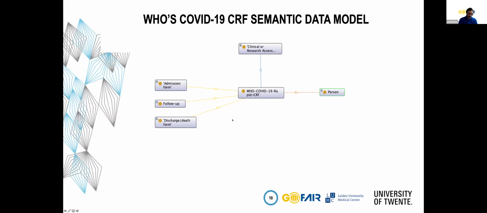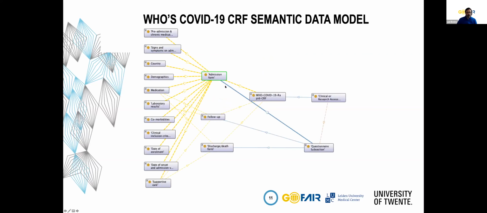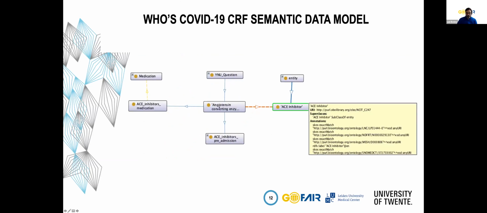If we start drilling down on this conceptualization, the admission form has sections like pre-admission and chronic medication, signs and symptoms, demographics, comorbidities, and so on. And then you go further and further until you also have the answers. For instance, here we have a question of type yes, no, or unknown question, about angiotensin converting enzymes and so on. And this question is about an ACE inhibitor.